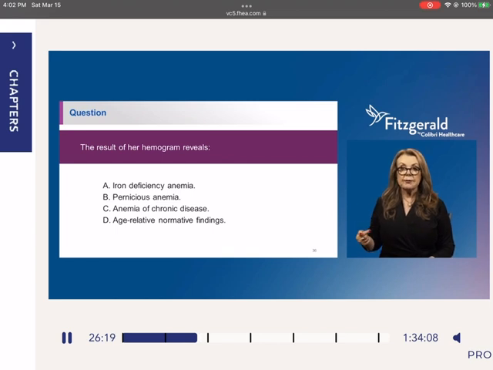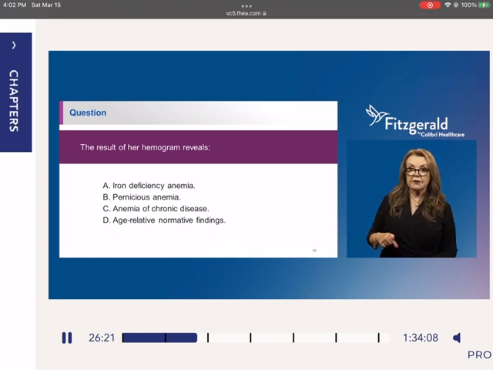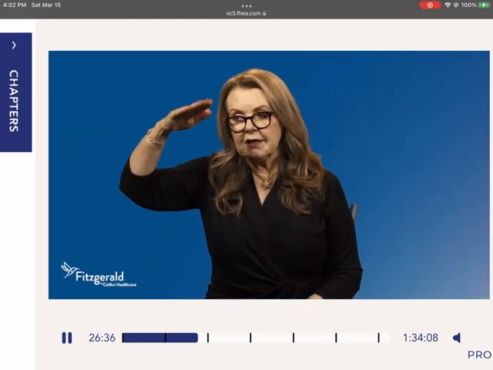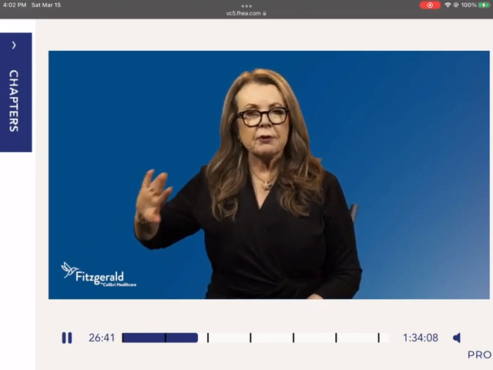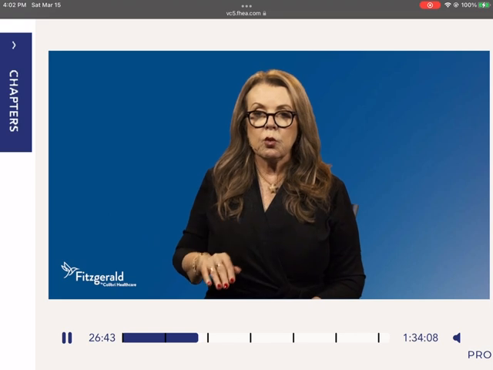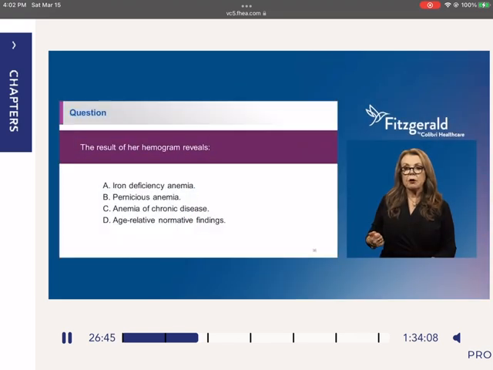The results of her hemogram reveal A, iron deficiency anemia, B, pernicious anemia, C, anemia of chronic disease, D, age-related normative findings. Let's take a look at D as an option. And there is some evidence as people get older, their H&H might go down a little bit, but that's generally people of very advanced age, not a woman of her age. I would dismiss normal age-related changes right out of hand because of the degree of her anemia.